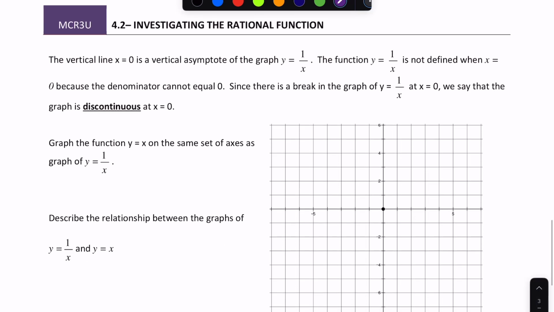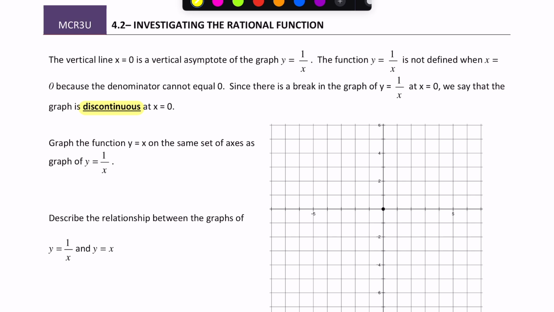Okay, so again, just reiterating what we stated earlier. The vertical line x is equal to 0 is a vertical asymptote of the graph y is equal to 1 over x. The function 1 over x is not defined when x is equal to 0 because the denominator cannot equal 0. Since there's a break in the graph of y is equal to 1 over x at x is equal to 0, we can say that the graph is discontinuous at x is equal to 0, which means that it doesn't flow in one motion, really, in terms of the function.